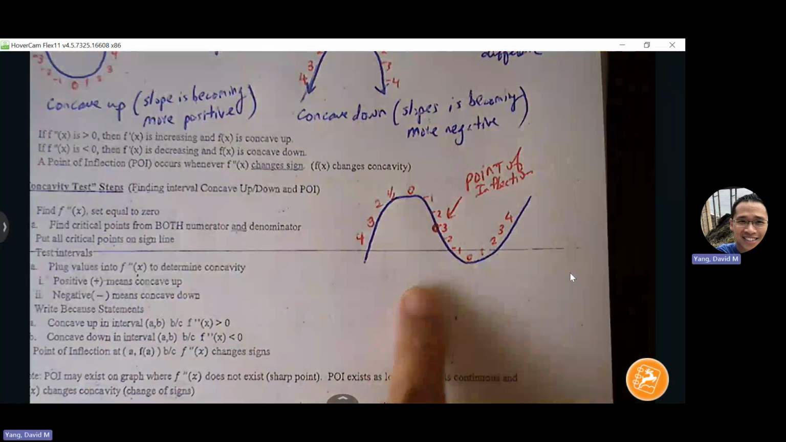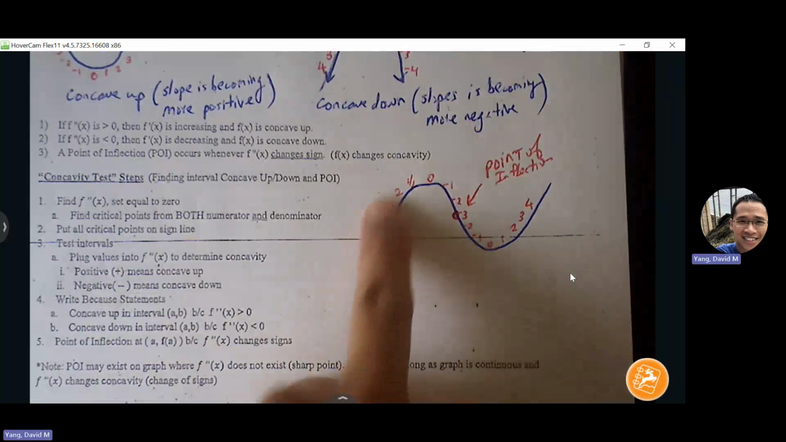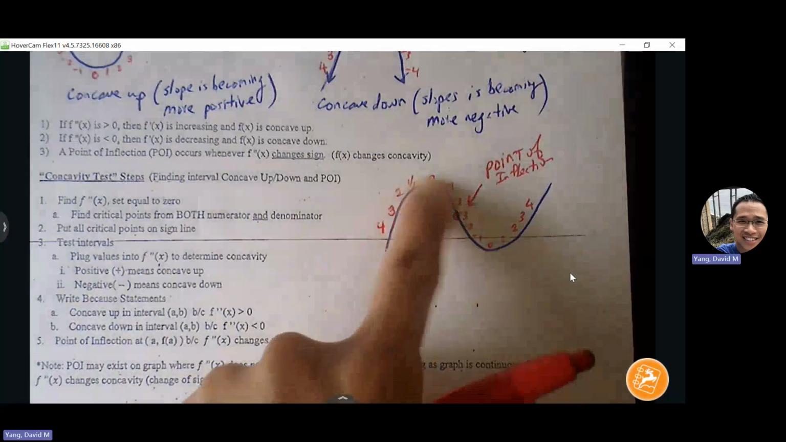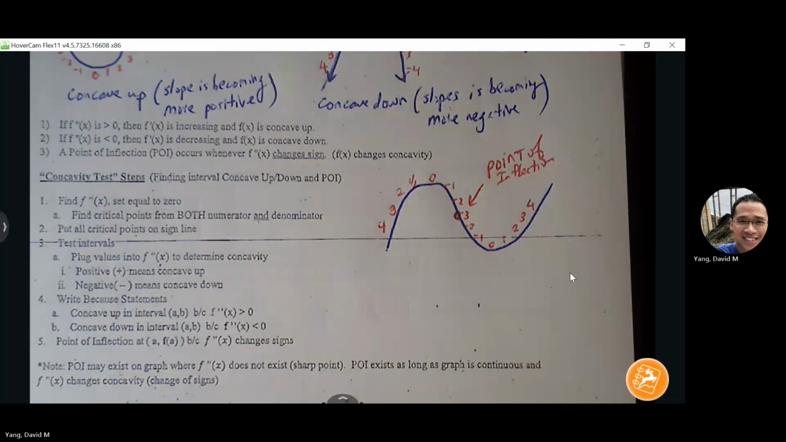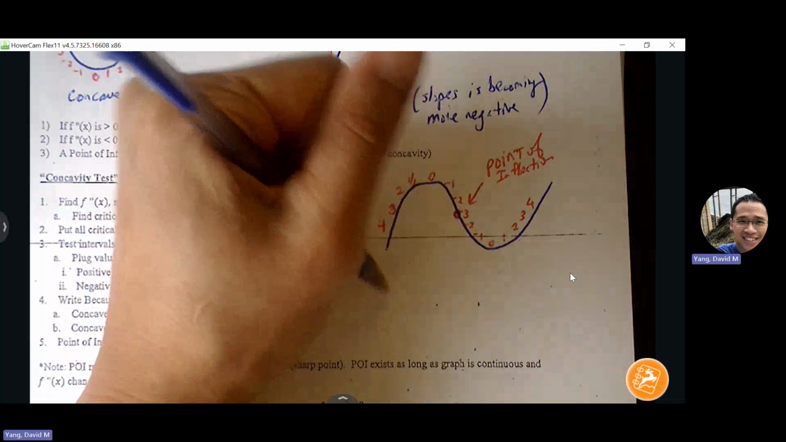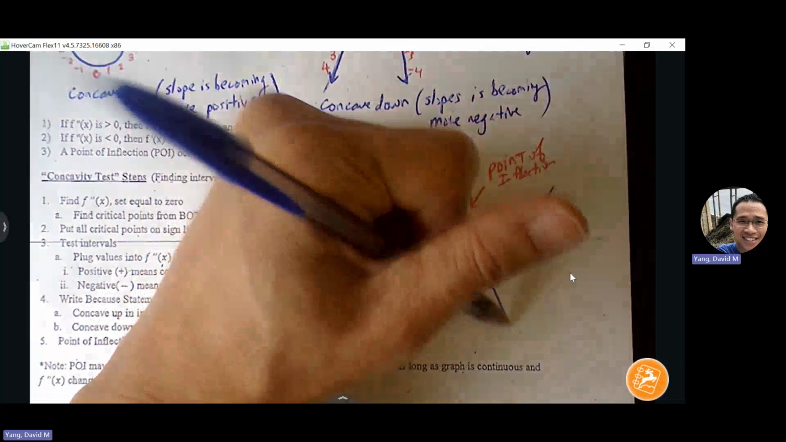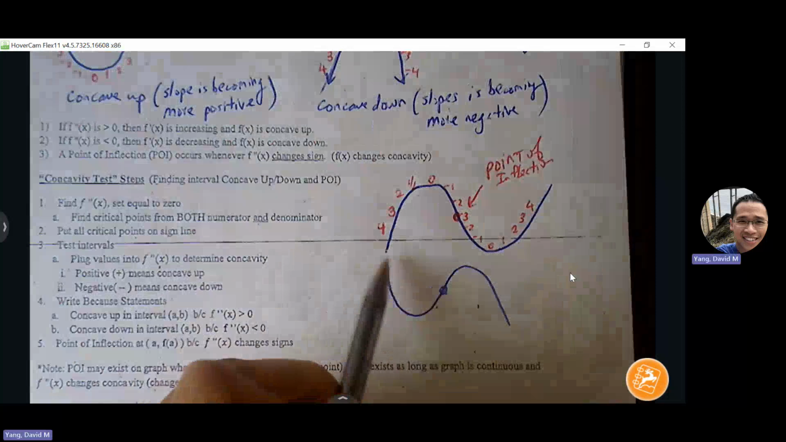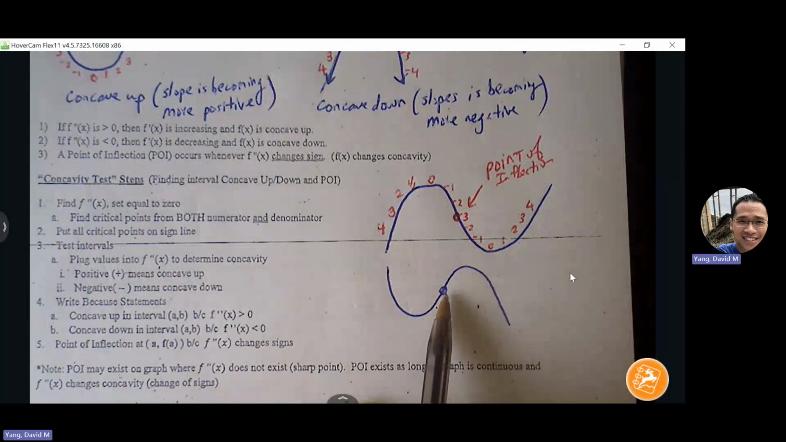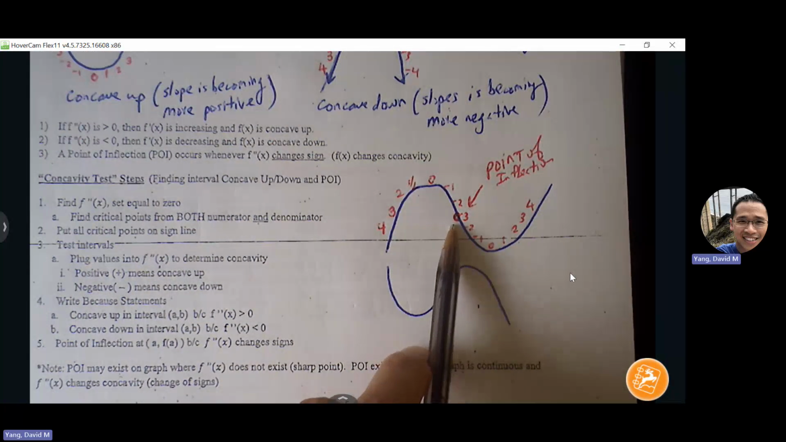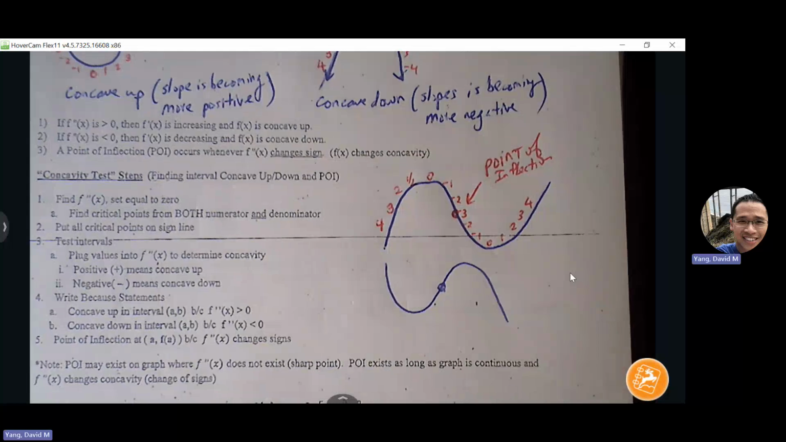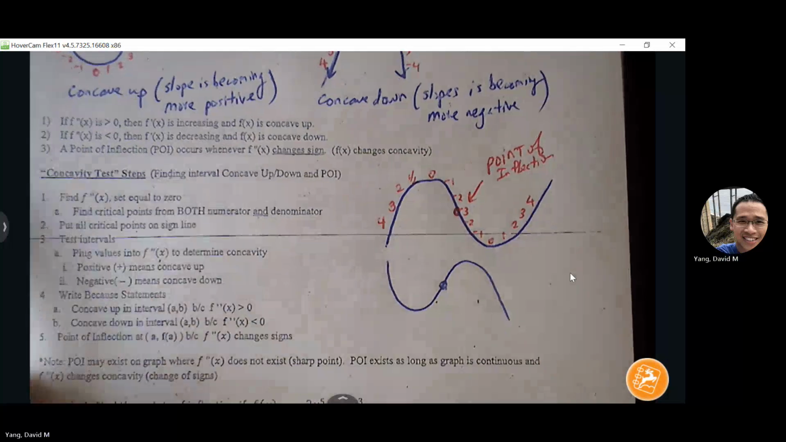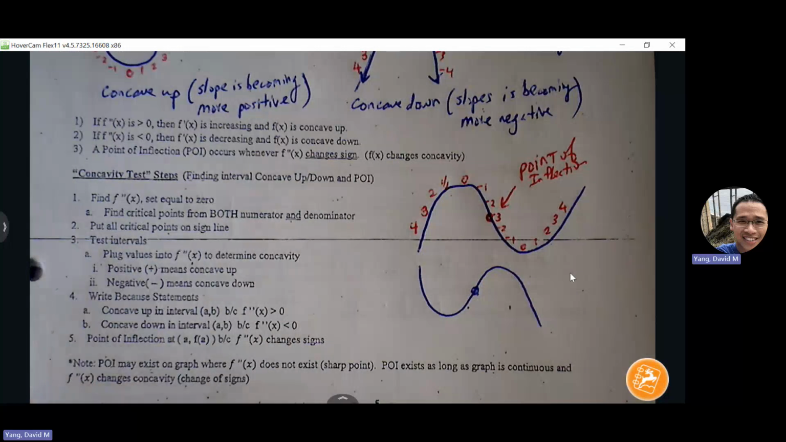The point of inflection is where your concavity changes. So imagine where the graph is going to change from upside down U to a right side up U, or you can think of it this way: if it goes from concave up to concave down, it's that point of interchange where the slope turns around and starts moving in the other direction. We call that a point of inflection. Okay, so point of inflection is that point where the concavity is going to change.